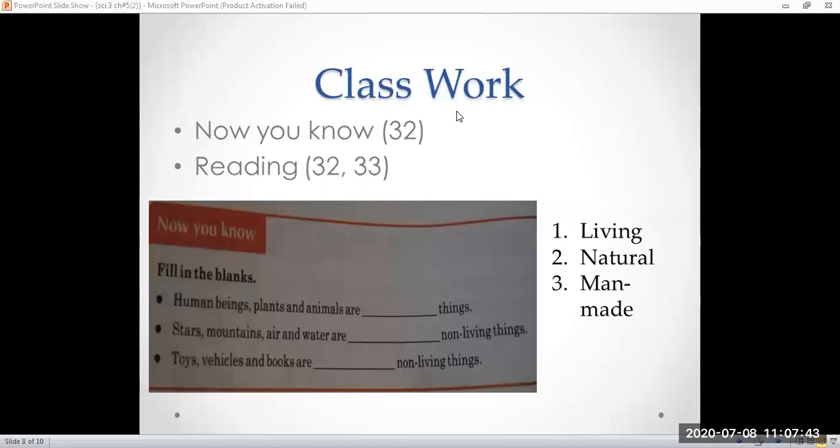Yes, Shajiha, continue. Teacher, from page 33.